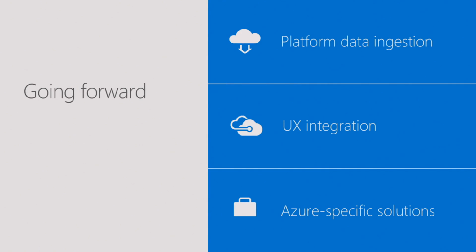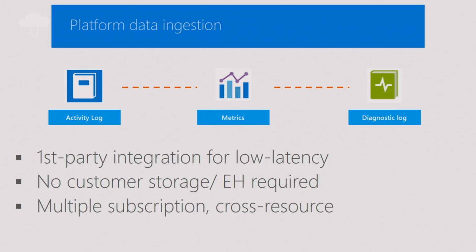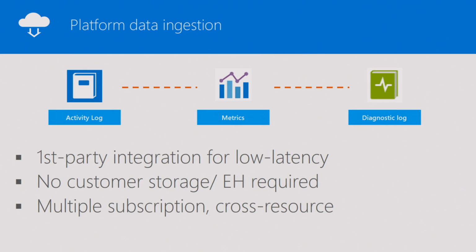So these are the key investment areas that we are making: the data platform integration, the UX integration, as well as some of the Azure-specific solutions that we are lighting up. In terms of the data platform integration, when we talk about the platform data, there are really 3 types of data that we are investing in. One is the activity log, the other is metrics, and the final is the diagnostics log.